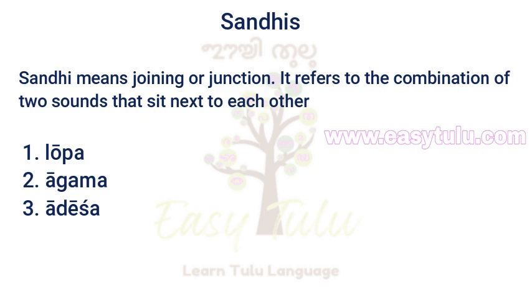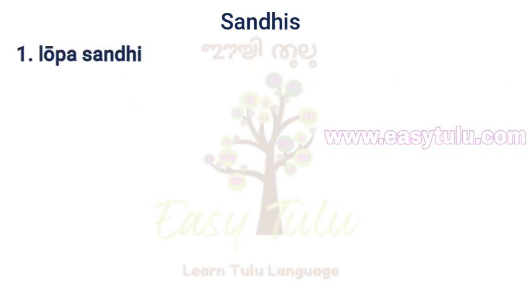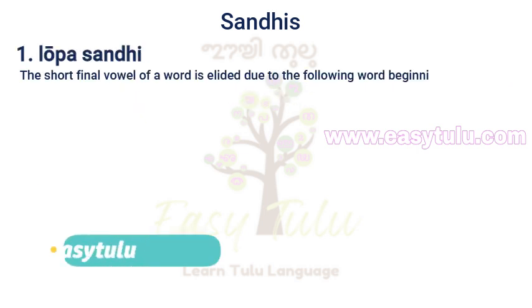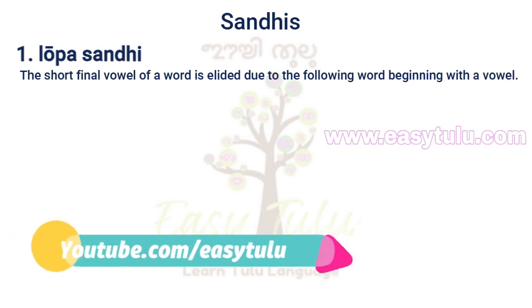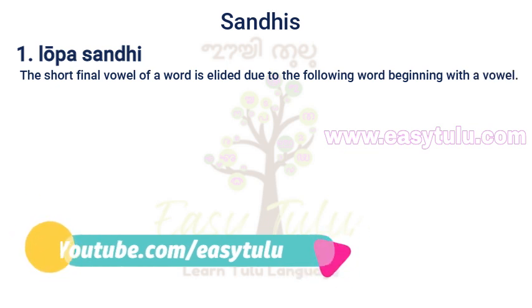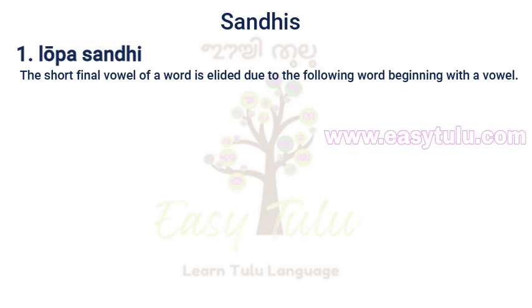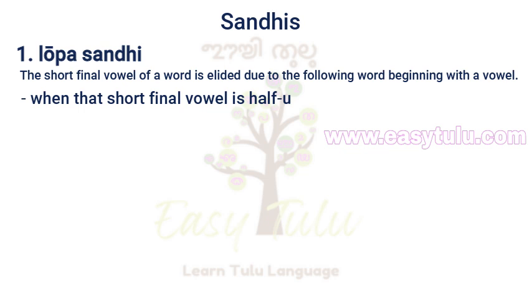Please note that I am using IAST script to write Tulu words in this lesson. First let us see lōpa Sandhi. Lōpa Sandhi means Sandhi by loss. The short final vowel of a word is elided due to the following word beginning with a vowel. This happens particularly often when that short final vowel is half O.